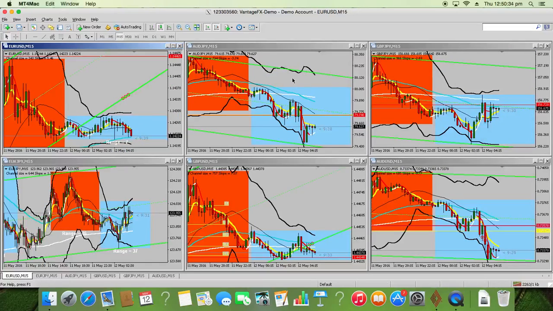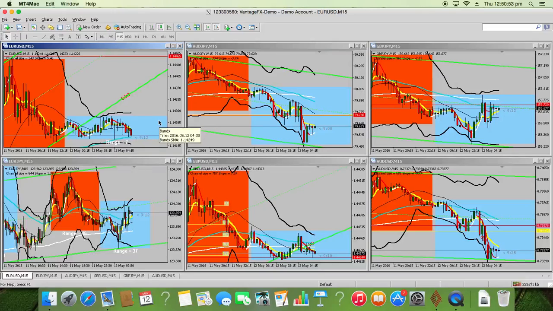Now, the ones that I have selected are EUR/USD, EUR/JPY, AUD/USD, AUD/JPY, GBP/USD, and GBP/JPY, and there is some correlation between them. So if I'm seeing something that's clear on one, chances are the other ones, even if it's not entirely clear, may follow suit as well.